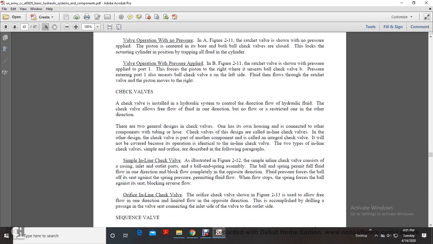The check valve. The check valve is installed in a hydraulic system to control the direction of the hydraulic fluid. The check valve allows free flow of the fluid in one direction, but no flow or restricted flow in the other direction.